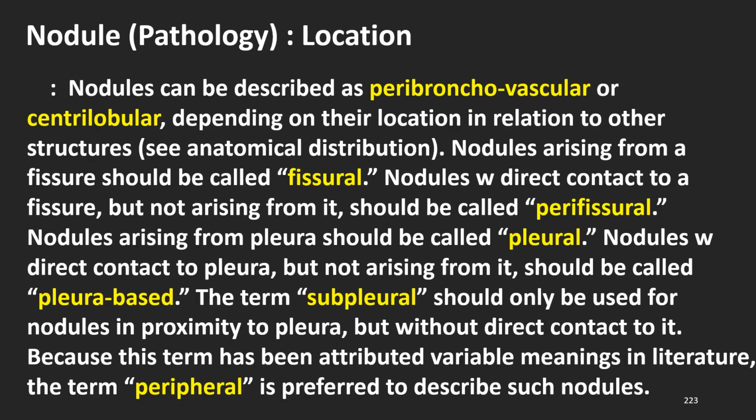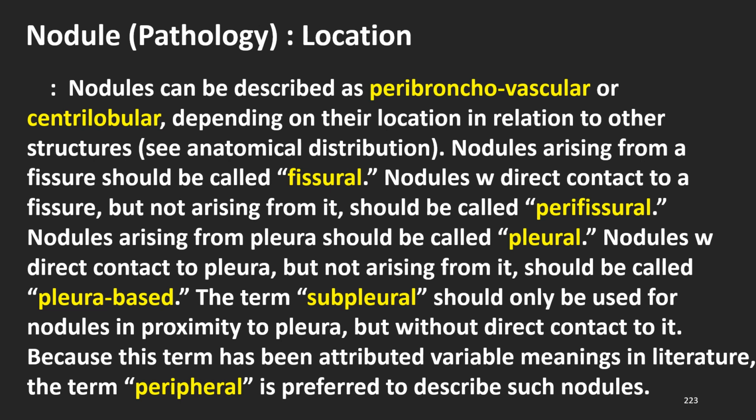Nodule pathology, location. Nodules can be described as peribronchovascular or centrilobular depending on their location in relation to other structures. See anatomical distribution. Nodules arising from a fissure should be called fissural. Nodules with direct contact to a fissure but not arising from it should be called perifissural. Nodules arising from pleura should be called pleural.